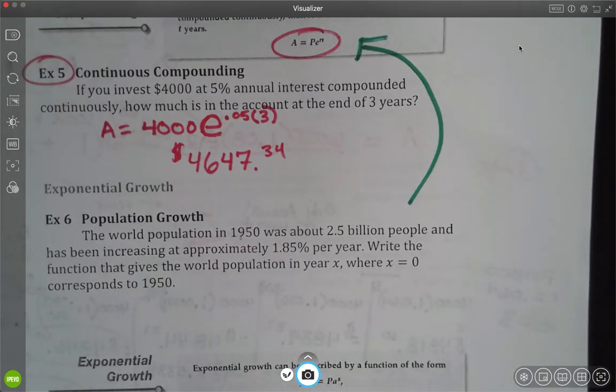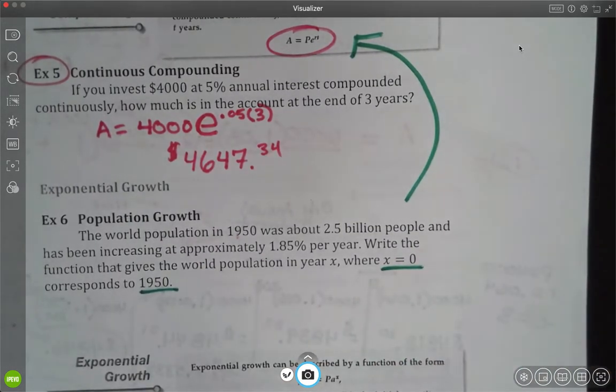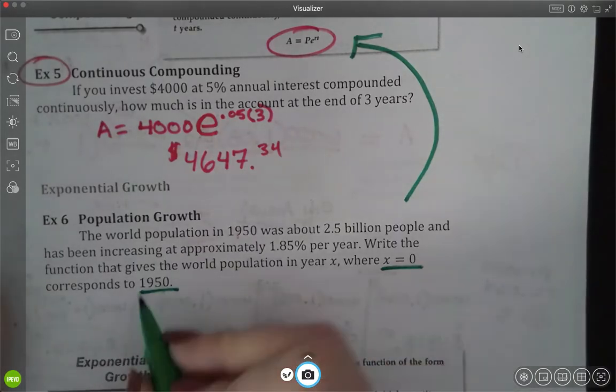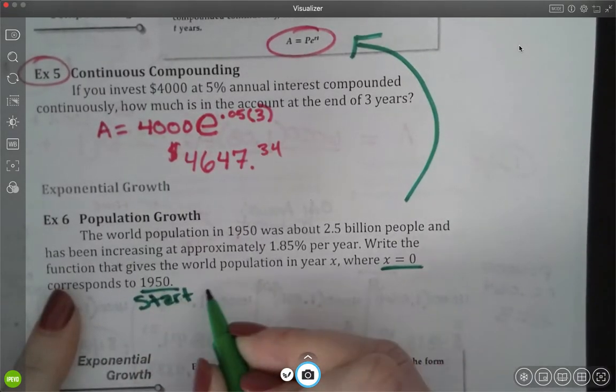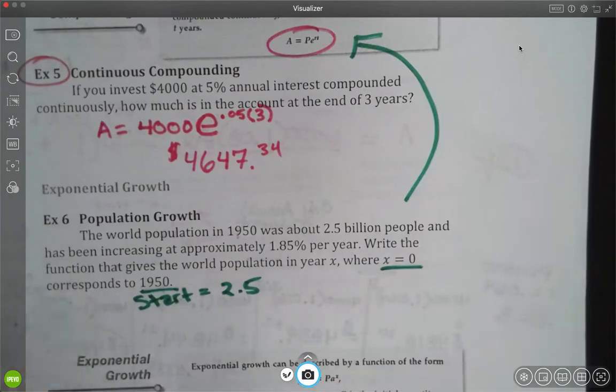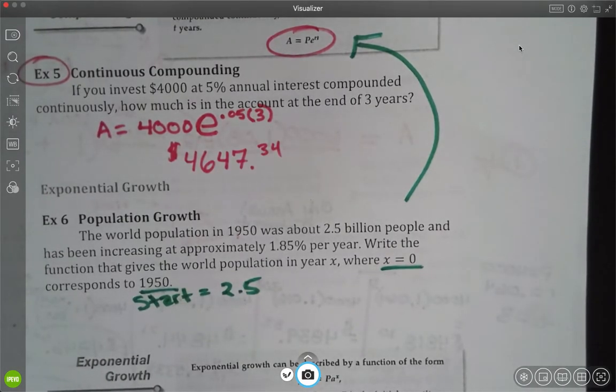Okay, great. The world population in 1950 was about 2.5 billion people, and has been increasing at approximately 1.85% per year. Write the function that gives the world population in year X, where X equals 0 corresponds to 1950. So the X equals 0 corresponds to 1950. That just tells us that the start, the world population, is 2.5. If they don't designate X equals 0 as 1950, we don't know where we're starting from, okay? So they just do that to make it easier on us.